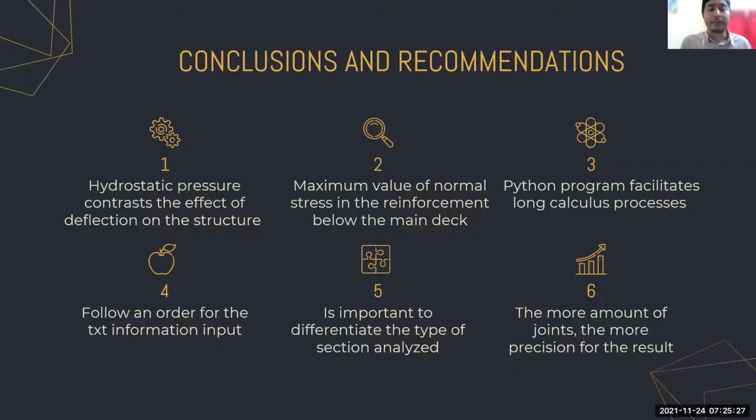As recommendations, we have to follow an order for the TXT information input, because we have to take care of the nodes in X and Y direction. It's important to differentiate the type of section that we are going to analyze, because they have different properties, as they can be flat bars or T-form bars. And the last recommendation is that if we have more joints, the precision will be better, because we analyze with more precision.